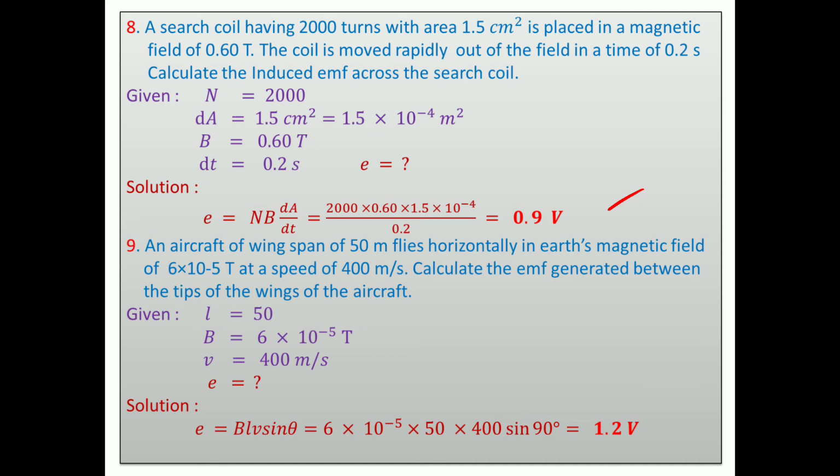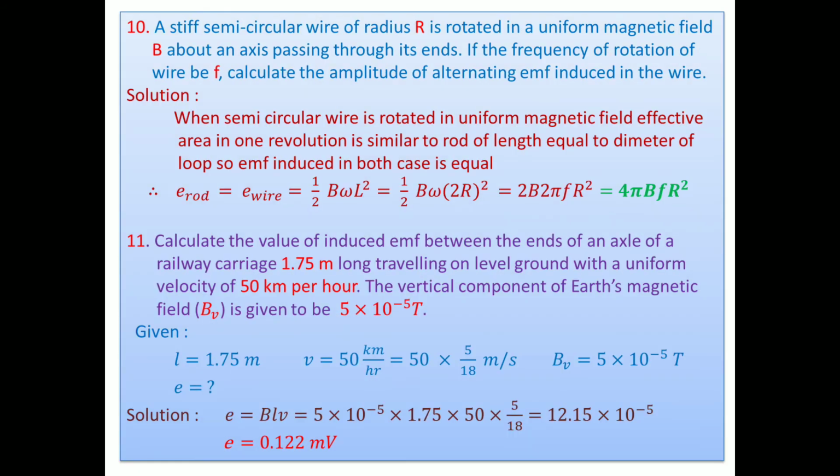Actually, it is kept horizontally, meaning the wing is in the east-west direction. So the length of the conductor is in the east-west direction, and Earth's magnetic field is in the south-north direction. They are perpendicular to each other. So you can take here E = BLV sin θ. Sin θ means sin 90. B is the horizontal component of Earth's magnetic field, 6 × 10^-5, × 50 × 400, sin 90, which is 1.2 volt. This is your answer. Thereafter, we go through another numerical.